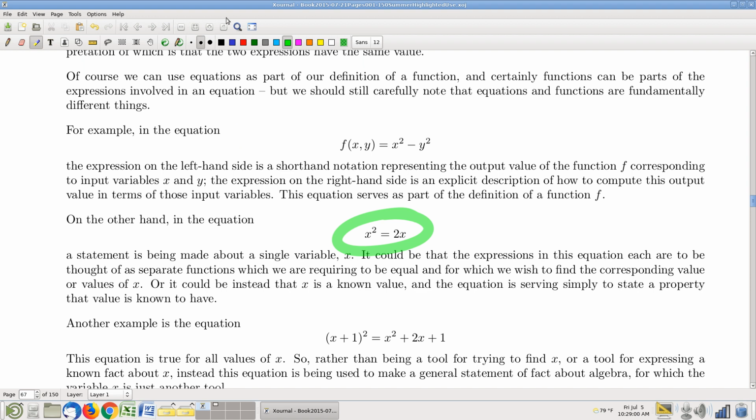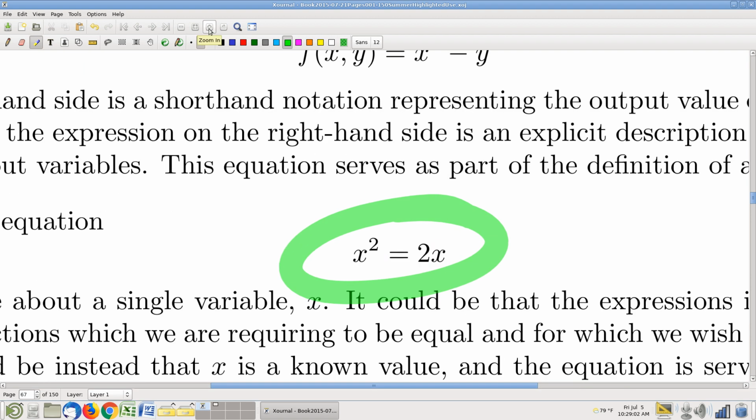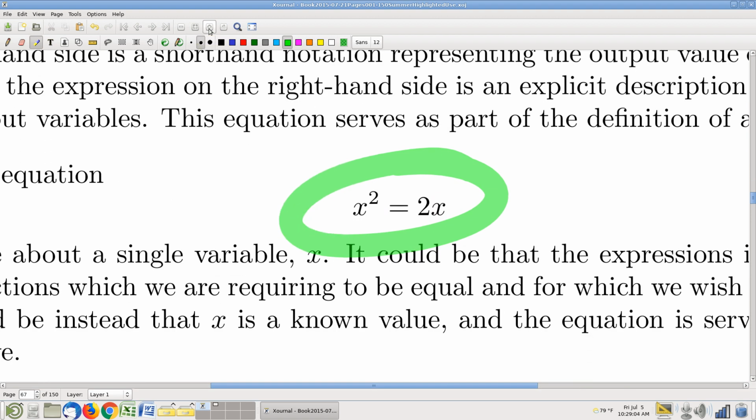Right here, I've got x squared equals 2x. I'm not telling you about some function. There's just some number x that I'm interested in for whatever reason, and here's a piece of information I might happen to know about that x, and then hopefully I can maybe solve for that x. I'm not talking about a function. See what I'm talking about?